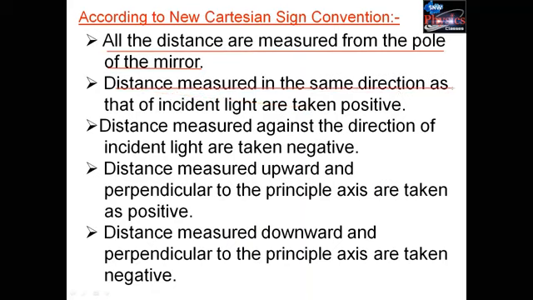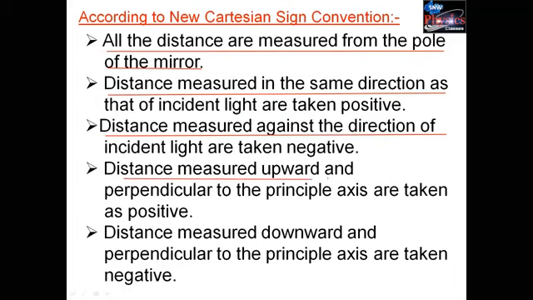Distance measured in the same direction as that of incident light is taken positive. अभी हम लोगों ने इस चीज को देखा था कि जो डिस्टेंस लाइट के डायरेक्शन में आ रही है that is positive. ठीक है, इंसिडेंट रे के डायरेक्शन में जो डिस्टेंस हम लोगों ने मेजर करना है that is positive. The distance measured against the direction of incident light, ठीक है, अगर उसके ऑपोजिट डायरेक्शन में कंसीडर करना है then it is negative.